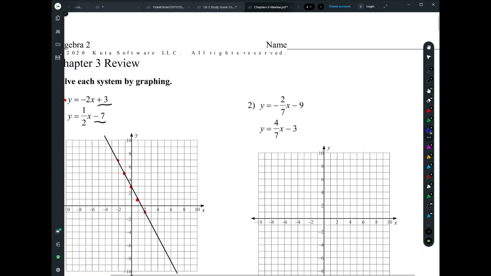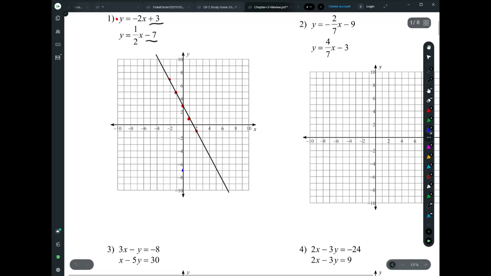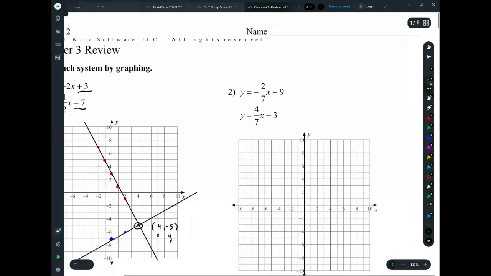Sorry about that. Let's rearrange here. Down 7 and up 1 over 2. Up 1 over 2. They should connect at a nice point, at least for our examples. That's not always the case. And remember that that solution does have a proper way to be written, and that's going to be 4, -5. Please remember that it's x, y. And there's your solution.